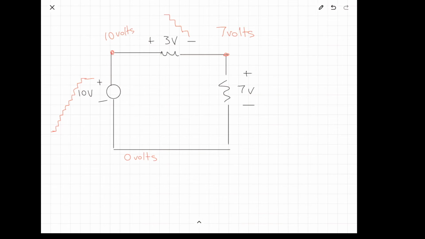And finally, we look at the resistor on the right-hand side, and again, the sign that's closest to where we are is positive, so it's going from plus to minus, so it means it's dropping down. So we have 7 volts minus 7 volts gives us 0 volts. And we're going down 7 stairs. And we're back on the ground floor again. That's basically Kirchoff's voltage law in a nutshell.